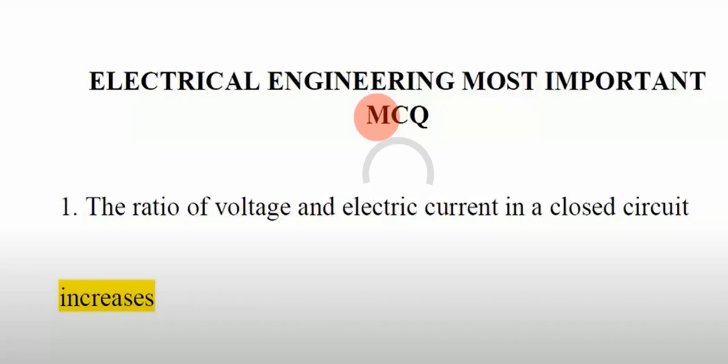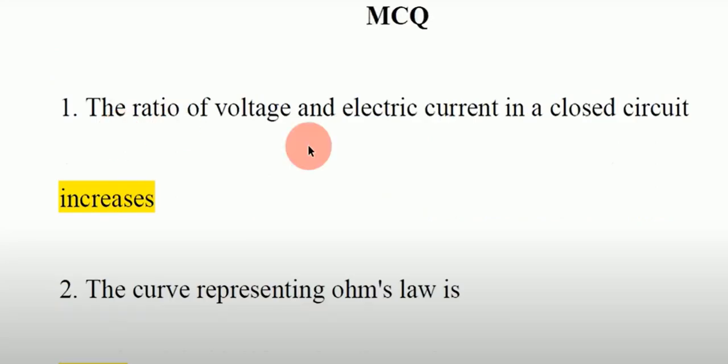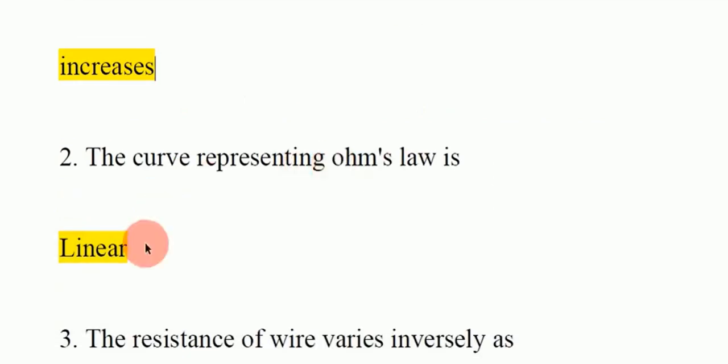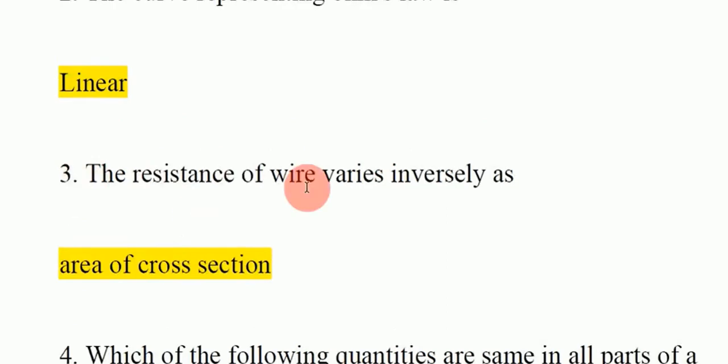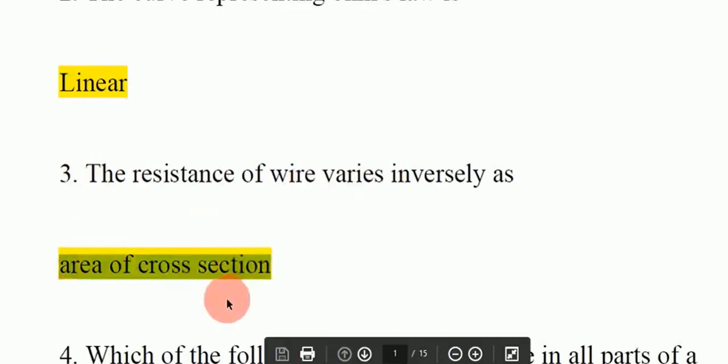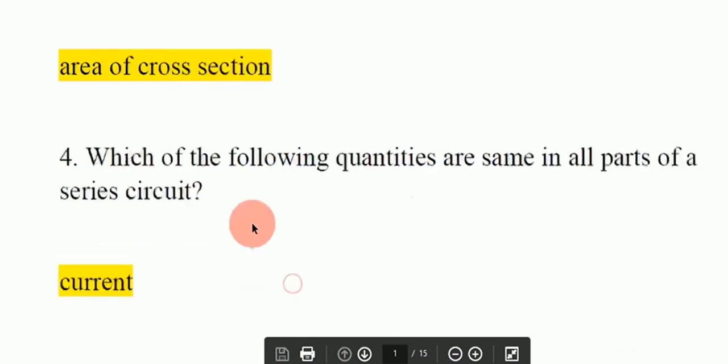We are going to discuss the MCQs that can be asked in that objective exam, and we are going to continue. The ratio of voltage and electric current in a closed circuit increases. We have to remember this. The curve representing Ohm's law is always linear. We have to remember, the resistance of a wire varies inversely with the area of cross section.